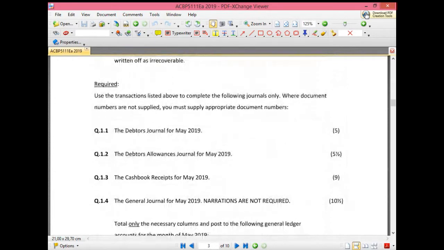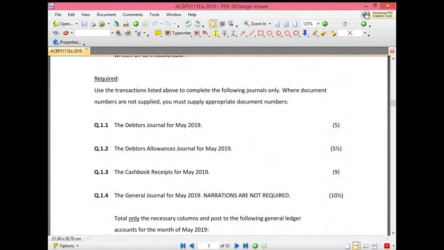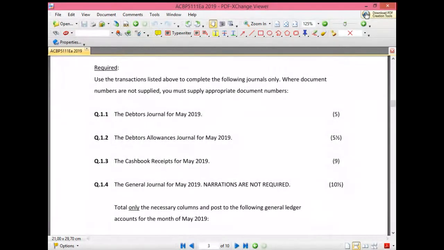In the required, they tell you to use the transactions above to complete the following journals only. So you'll see they've only asked for specific types of journals. And they say where document numbers are not supplied, you must supply appropriate document numbers. So if they give you a document number, then just include that document number in the journal as well.